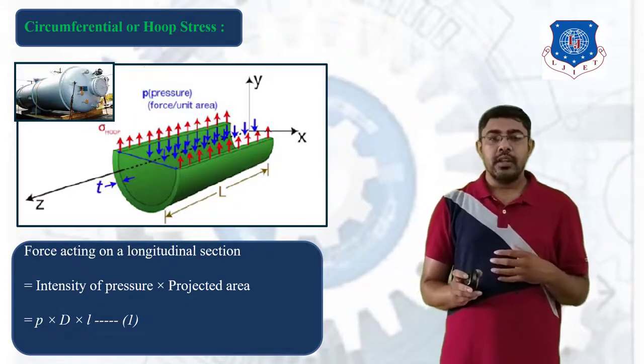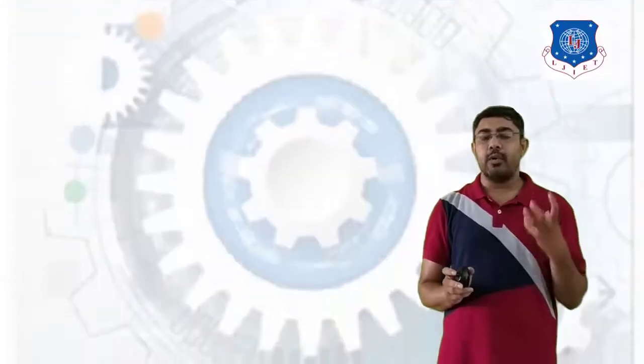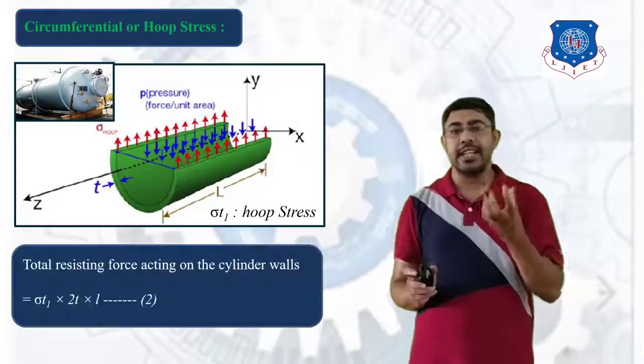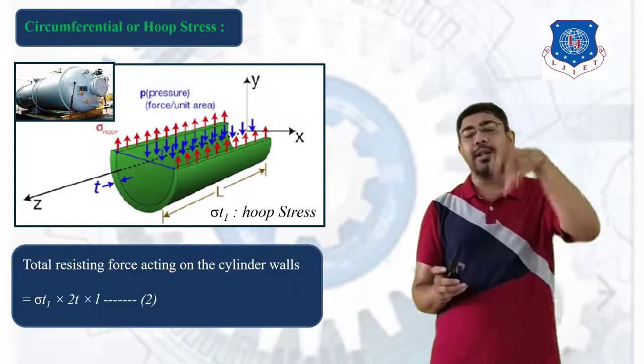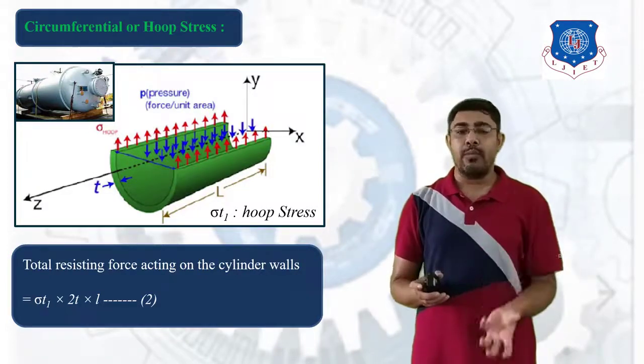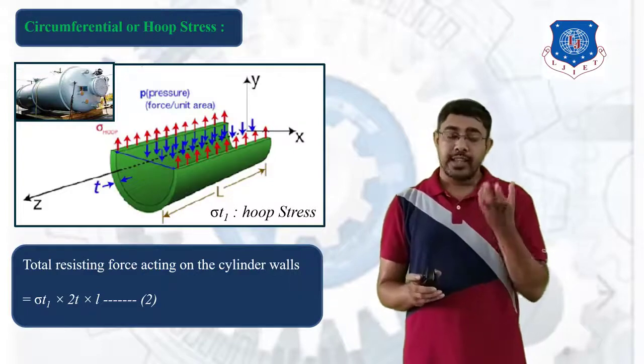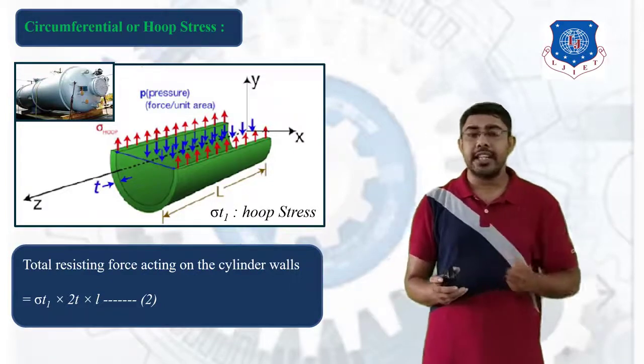Now next is the resisting force acting on the cylindrical wall. If a pressure is applied on the projected area, then in the opposite direction there is a resisting force on the cylindrical wall.